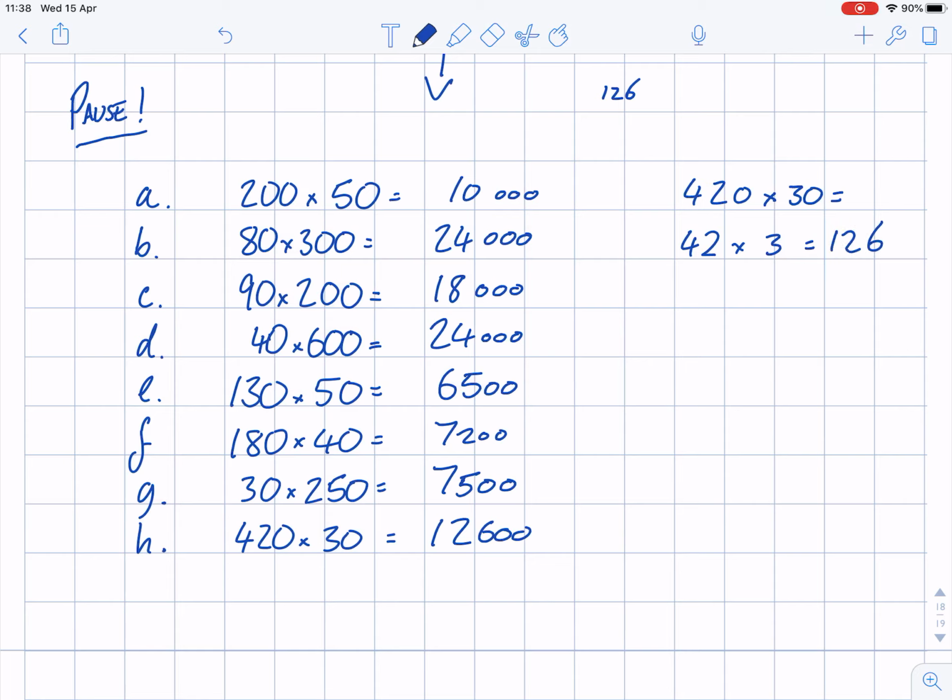Okay, so first thing I'm going to do is make my 42 10 times bigger. So I need to make my answer 10 times bigger. So every number is moved one column to the left. And then the last thing I need to do is make my 3 10 times bigger. So again, I need to make my answer 10 times bigger. And you can see I've got the same answer.